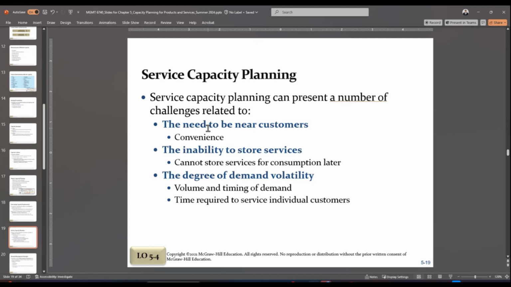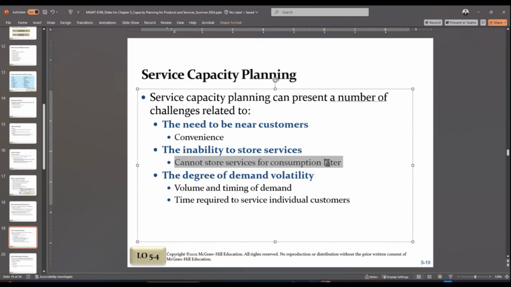So again, if the customer says they're traveling and can't do it, you cannot store that. So that's your next constraint, next challenge: you cannot store service consumption, even though you have all the equipment and all the crew ready. You can't just store a service.